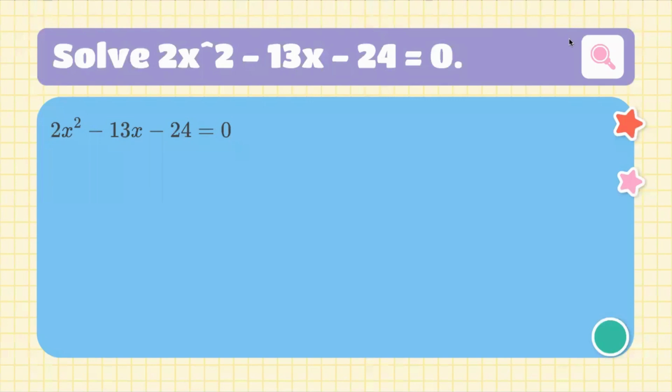Here is one more example for us to try. We're going to solve 2x squared minus 13x minus 24 equals 0. The first method I want to try is factoring. And as you see here, our a value is not 1, so we're going to have to use a different method to factor. I'm going to use the AC method. And I'll go ahead and show you how it works.